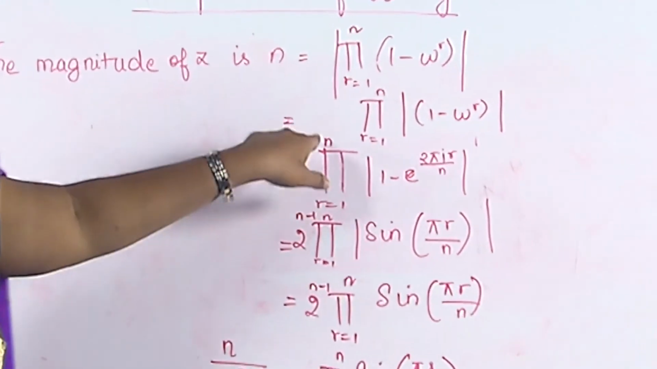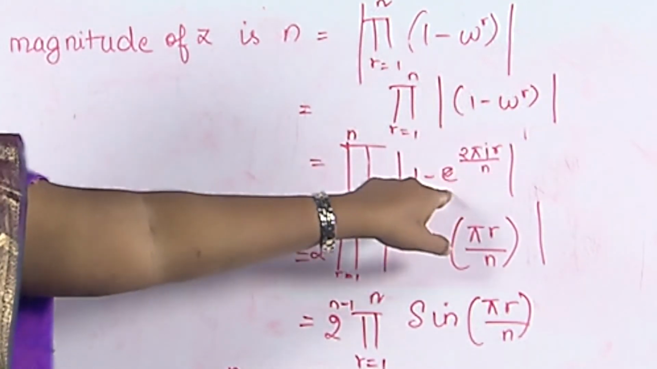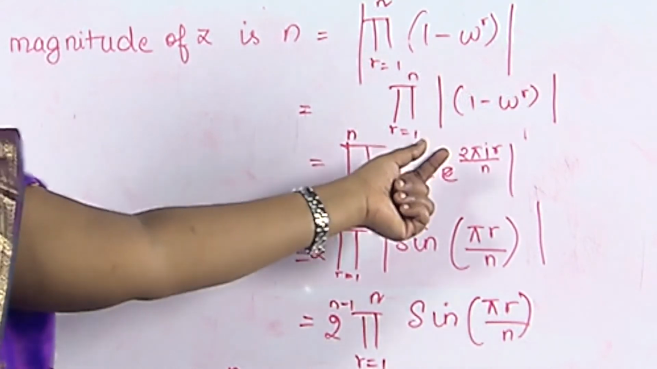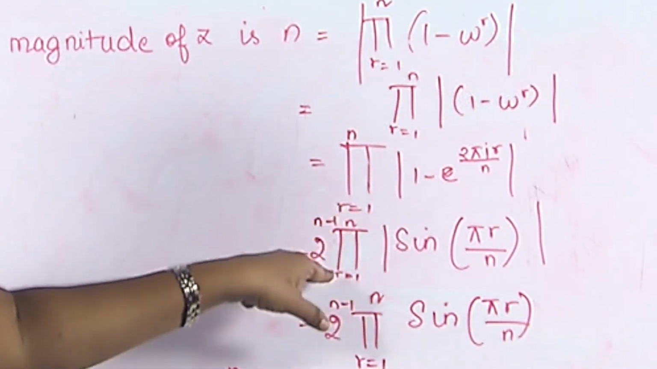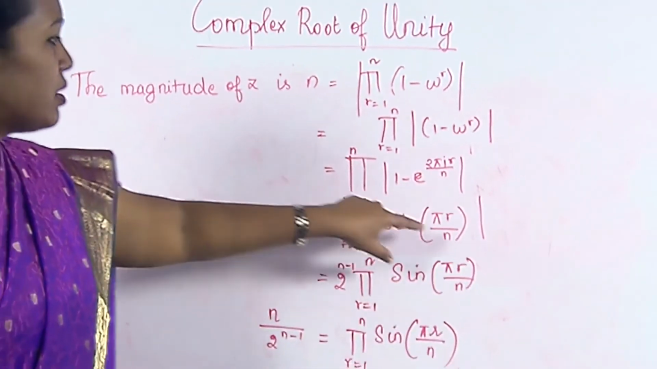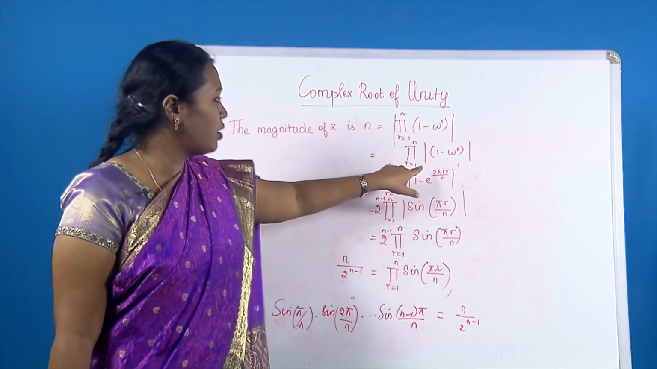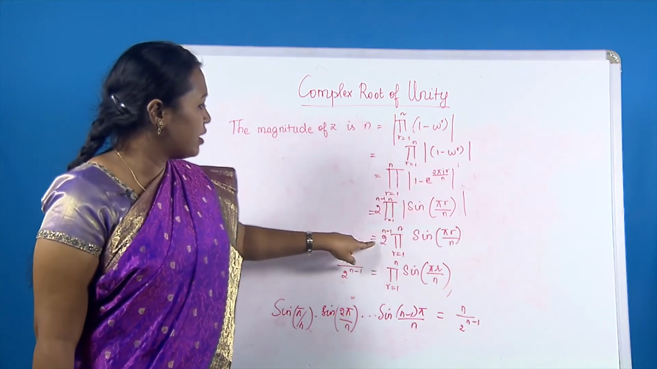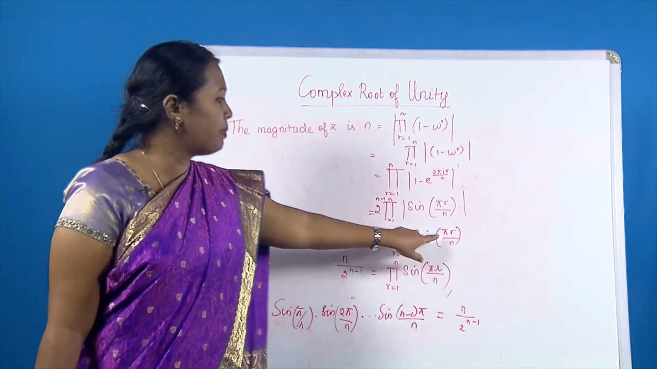So pi r equal to 1 to n, 1 minus e power. Instead of omega power r we can substitute e power 2 pi I r by n, and therefore when we take a 2 term outside, we are left with 2 power n minus 1 on the outside. Product function pi r equal to 1 to n, sin pi r by n. We get this by cancellation of terms after substituting cos and sin terms and cancelling, and 2 power n minus 1 pi r equal to 1 to n, sin pi r by n.